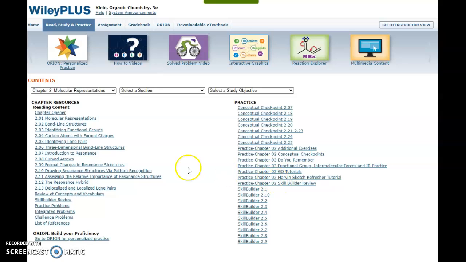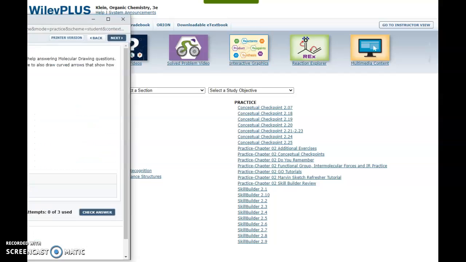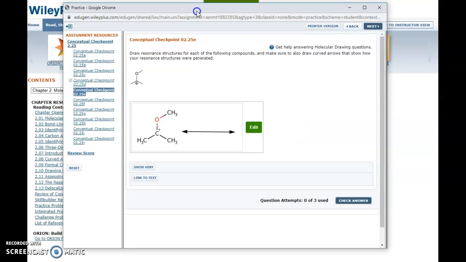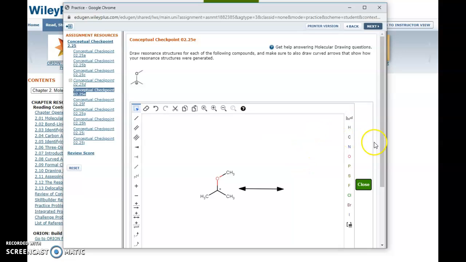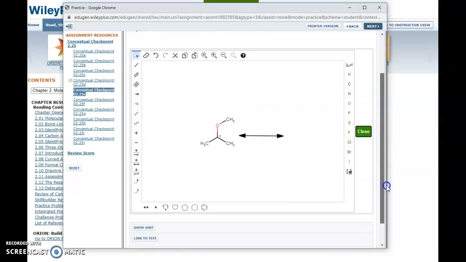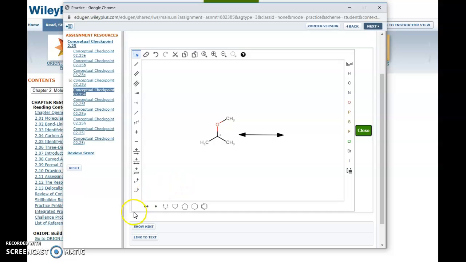Okay, I want to show you how to draw the arrows, and we'll be drawing resonance structures for this compound. First, I'm going to put the lone pairs on the oxygen. Now, here we have lone pairs and they're next to a carbocation. So we're going to get a resonance.